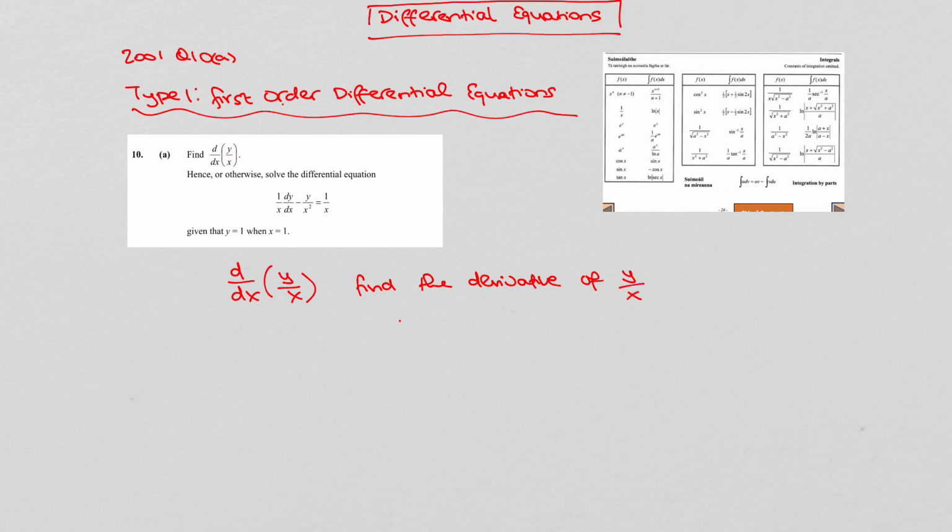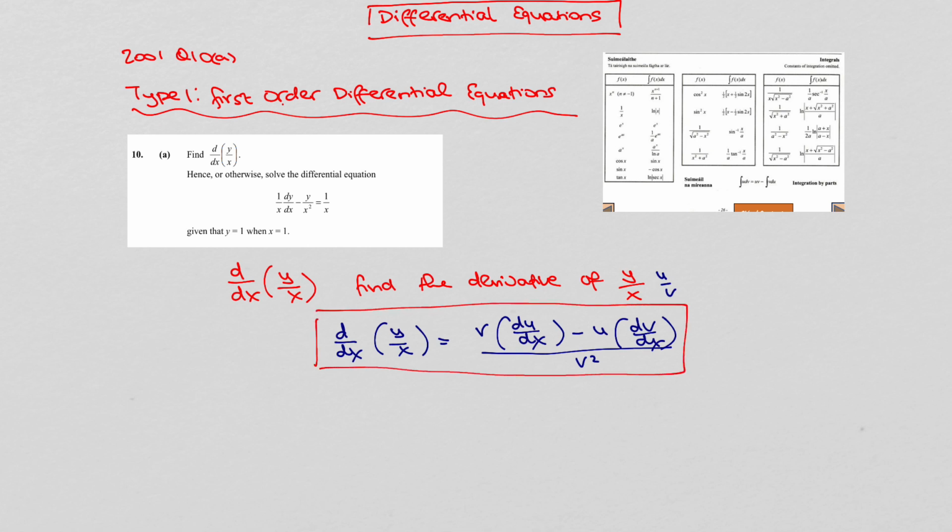So if we're finding the derivative of y over x, well, it's the quotient rule because we have u over v. And therefore we would say the derivative of u over v is equal to v times du/dx minus u times dv/dx, all over v squared. And again, we can find that on page 25 in our tables.